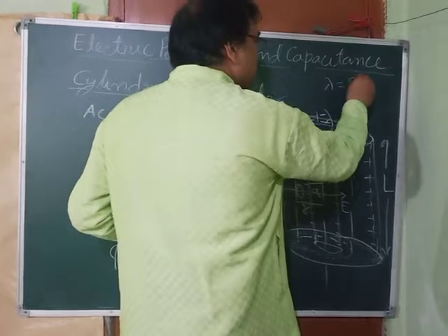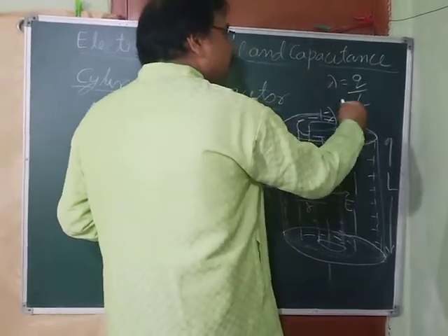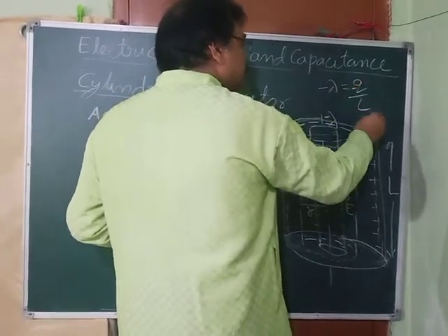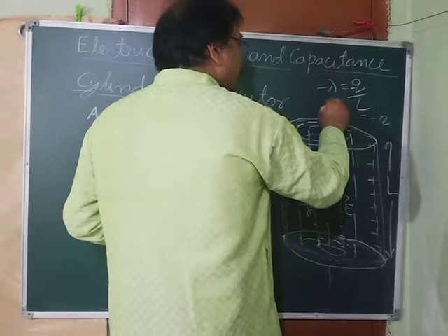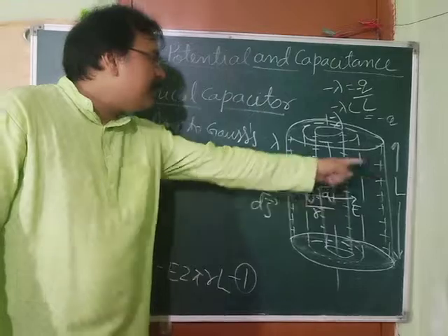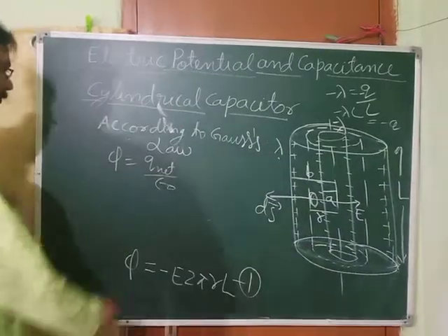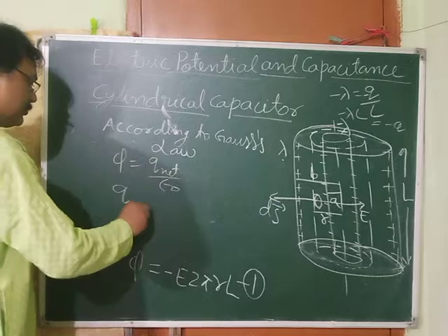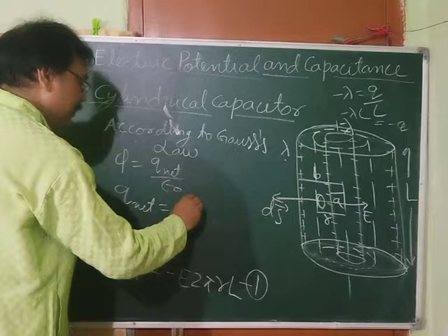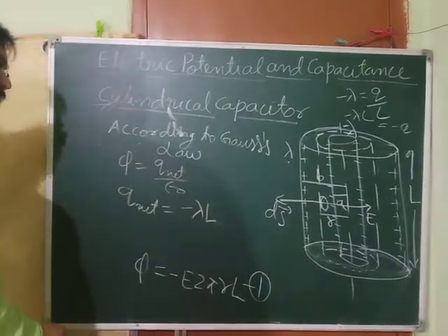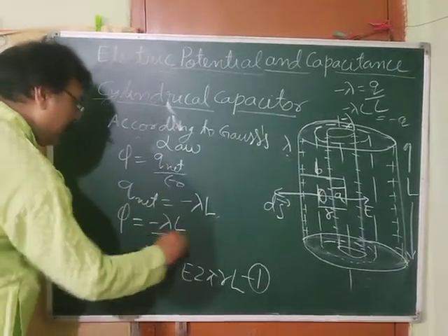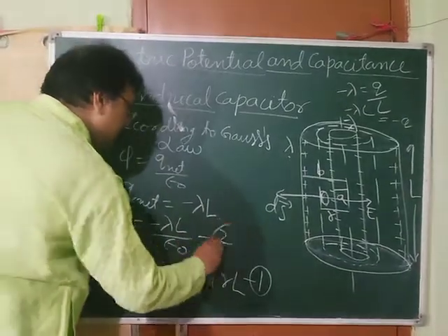We know that lambda is equal to Q by L. So Q is equal to, here minus lambda is there, so we will get minus Q. So minus Q is equal to how much? Minus Q is equal to minus lambda into L. That's what we will get. Here it is negative lambda and length is L. So we can write straight away Q net is equal to minus lambda into L. That's what we'll get. We can put it here. So we'll get phi is equal to minus lambda L upon epsilon naught. This is our equation number 2.